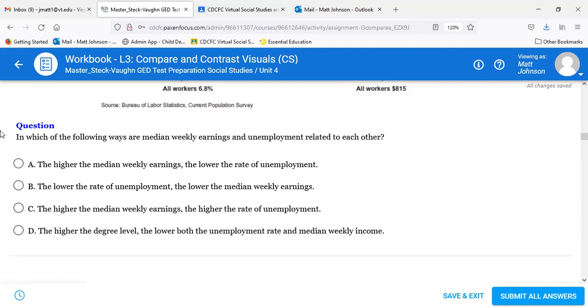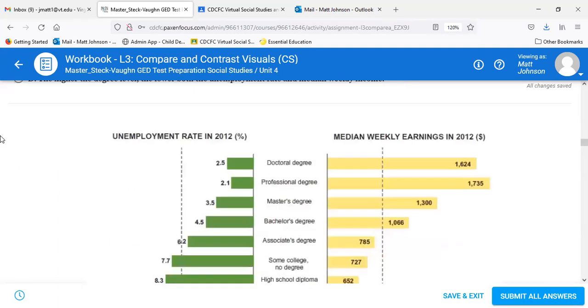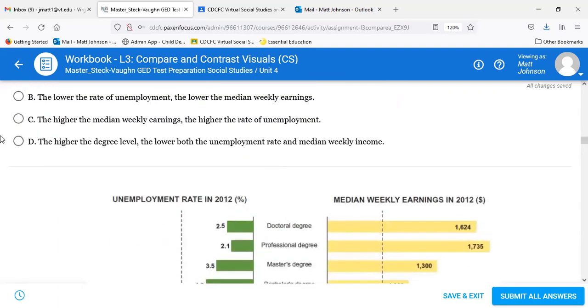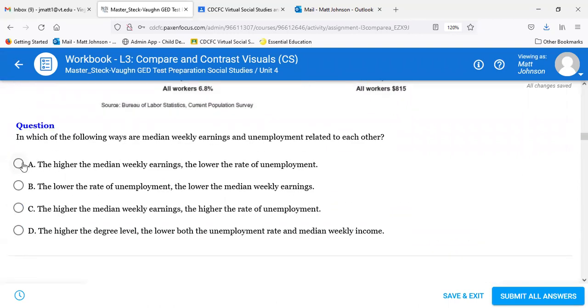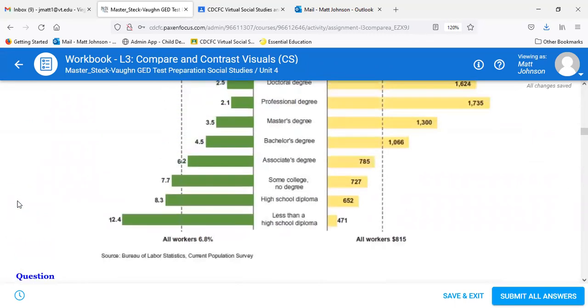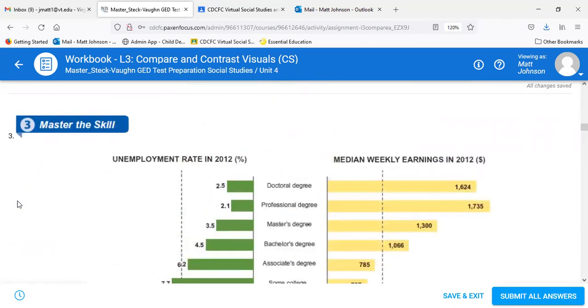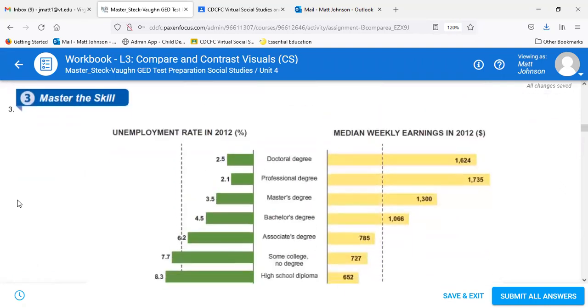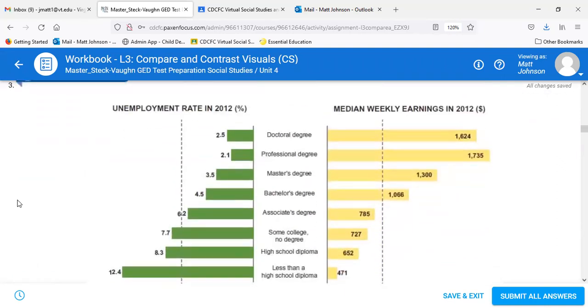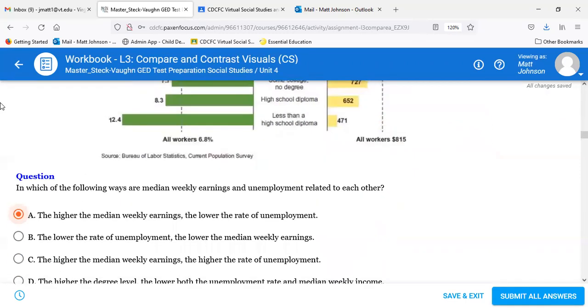A? D, I'm sorry, wait. For three, yeah, A. Yeah, the higher the median weekly earnings, the lower the rate of unemployment. Right? Until you get to the doctorate. But it's a great indicator. You know, the more opportunity for jobs as your degree level goes up, as well as the wage. Those correspond pretty closely, right? So three is A.